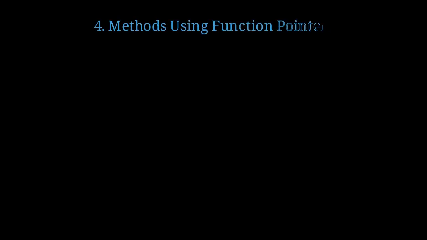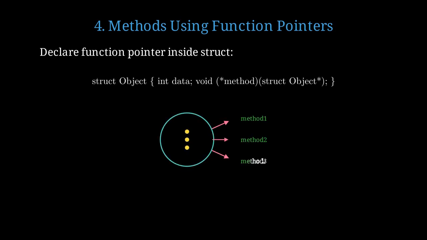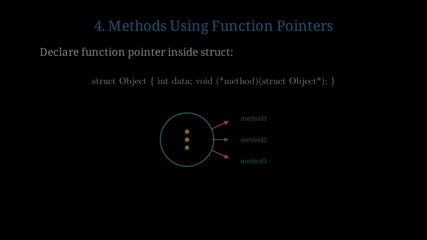Function pointers let us attach methods to our objects. We declare function pointers as members of our struct to simulate object methods. This struct contains data and a method pointer that takes a pointer to the object itself. Each function pointer in the object points to an actual function implementation.